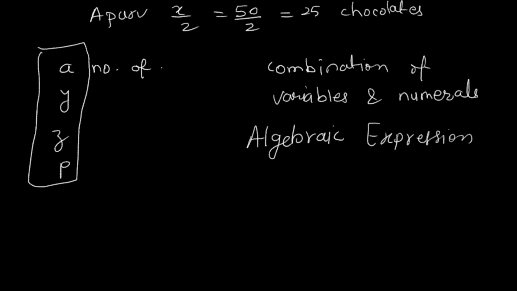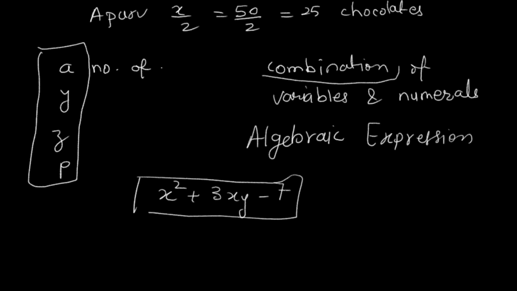Now when I say combination, for example, look at this expression over here, x square plus 3xy minus 7, right? So this is an algebraic expression. Combination matlab here we have added and subtracted these terms over here.